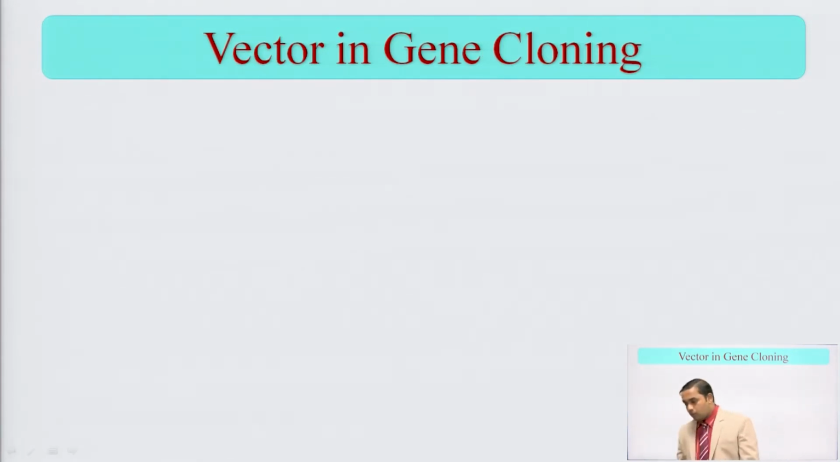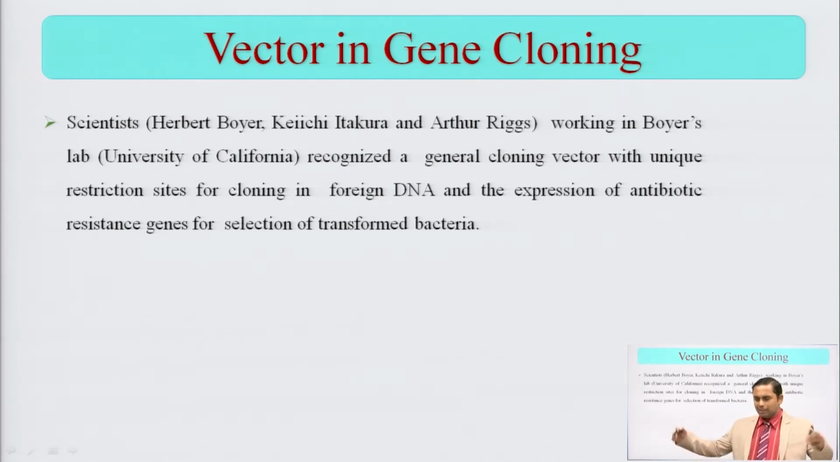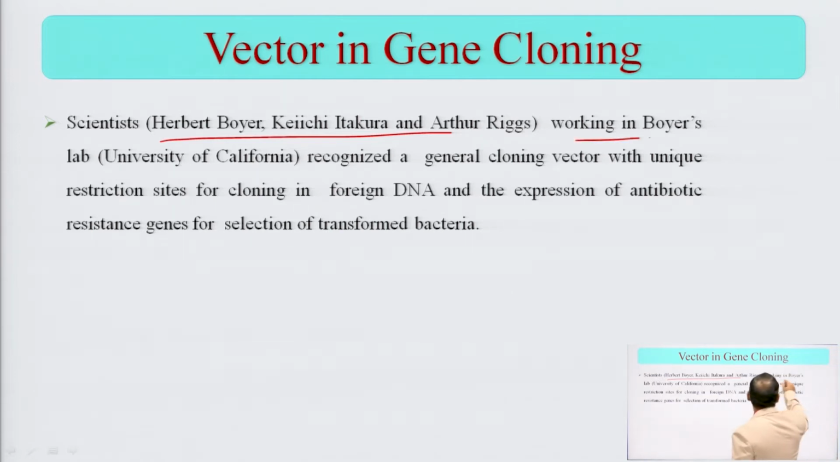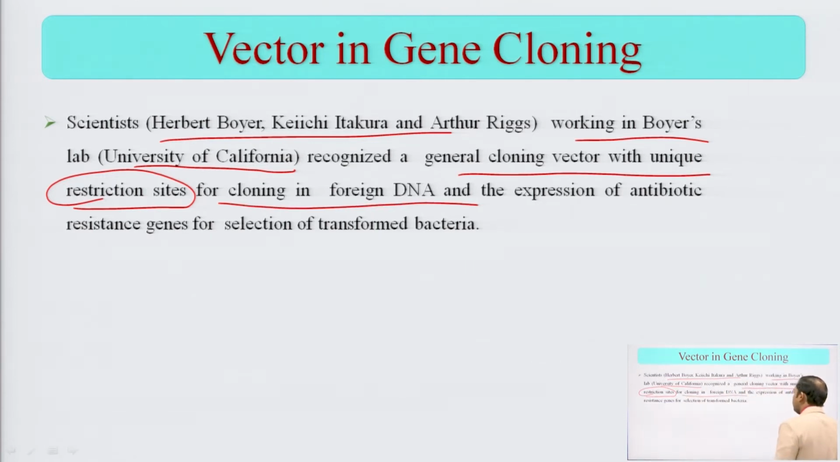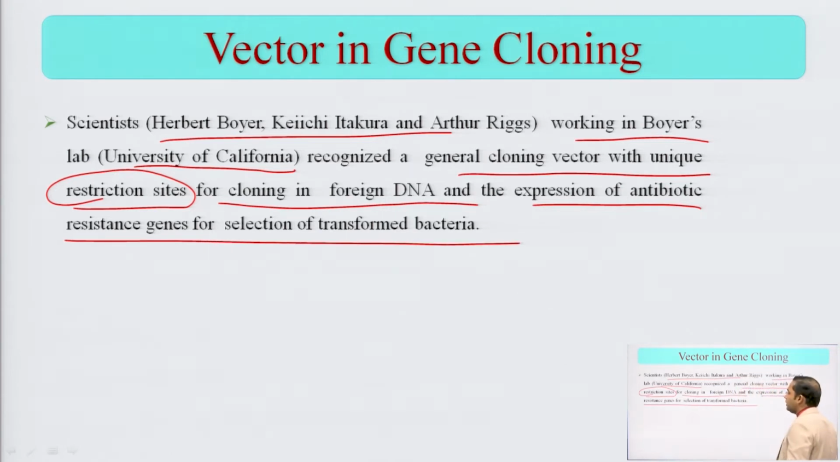Now, what is the story of the cloning vector, sir? Who is the scientist who discovered these things, and how did we get to know that such kinds of things are available and we can use this cloning vector? Scientists like Howard Boyer, Cohen and Arthur Rings were working in Boyer's lab, University of California. They recognized a general cloning vector with unique restriction sites. I will tell you more about what a restriction site is. It was for cloning in foreign DNA and expression of an antibiotic resistance gene for selection of the transformed bacteria.